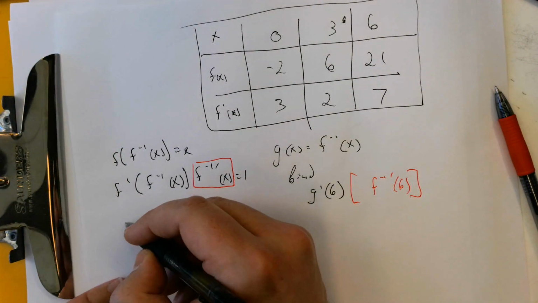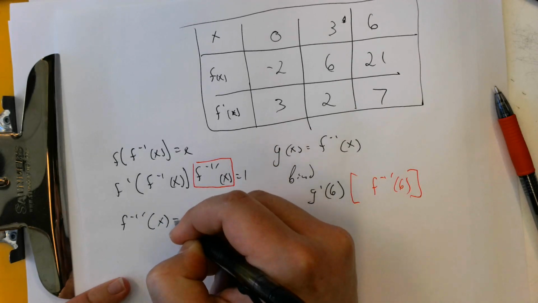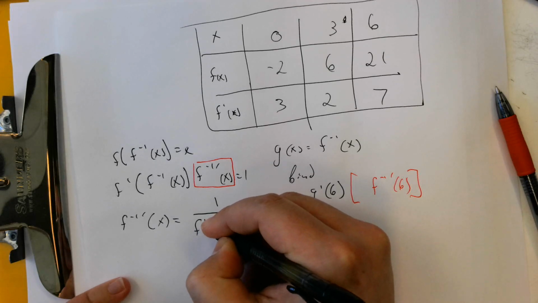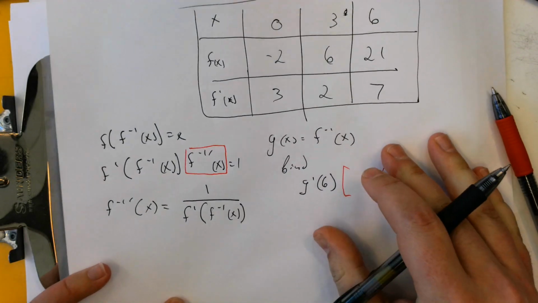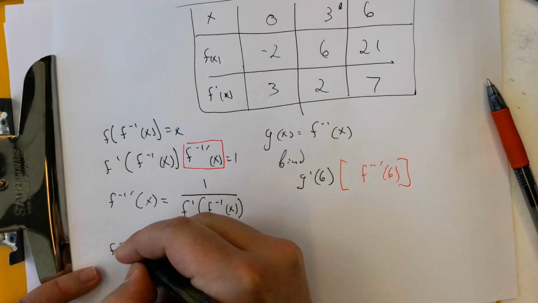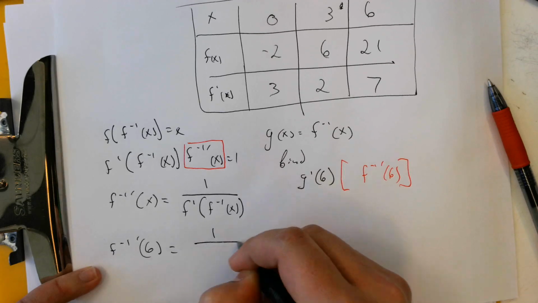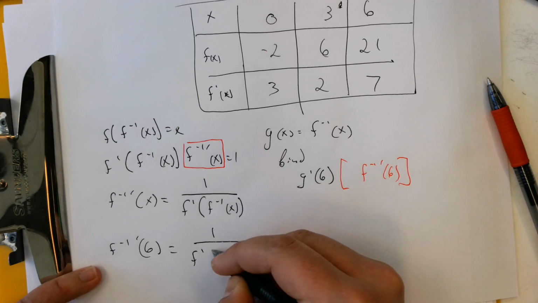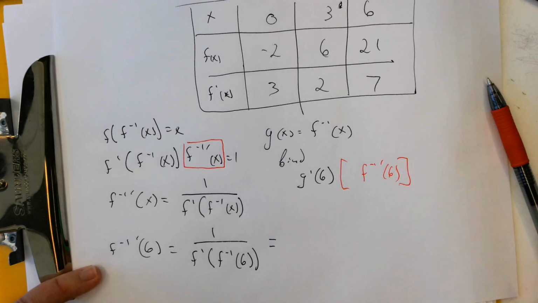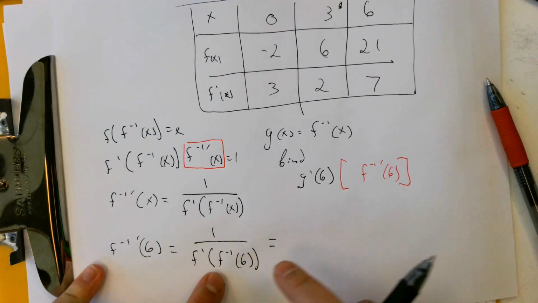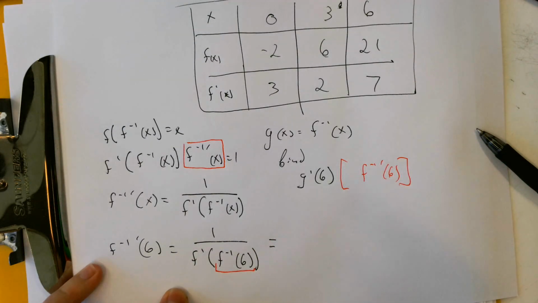And I'm just going to divide that over, just because I like that to be all set. F inverse prime of x equals 1 over f prime of f inverse of x. And I want to plug in 6, so f inverse prime of 6 equals, now I'm ready to get moving and grooving. I'm just plugging in 6. F prime of f inverse of 6 equals, all right, so I need f inverse of 6. That's the firstest thing that I need. Firstest, not a word, is a word today.